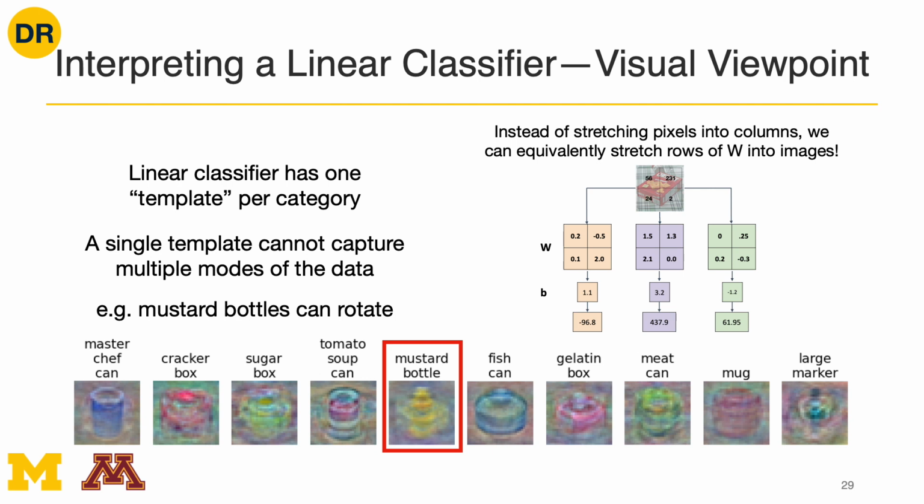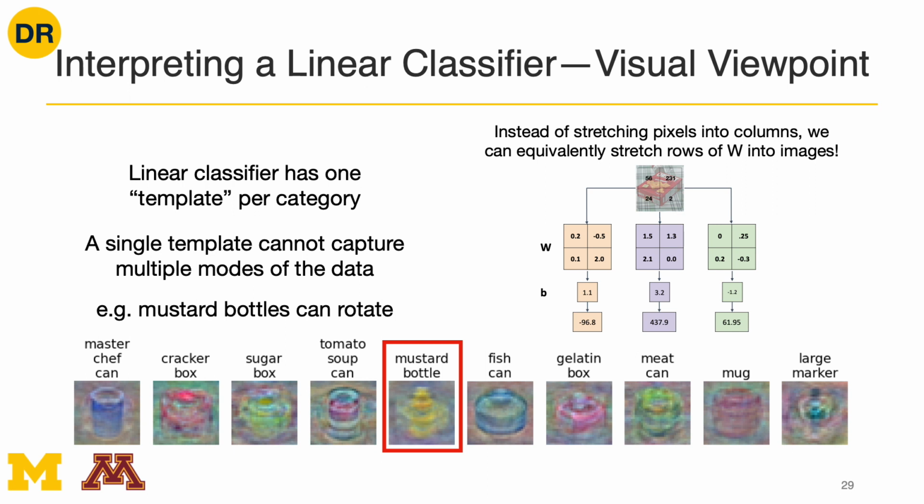And so one interpretation that I try to take from that is that within this data set, the mustard bottle is not always positioned perfectly sitting on a table vertically upright. It can sometimes be oriented at an angle. It could be on its side. And so this blurring pattern, to me, is indicating that the model is trying to learn all of those modes of the data, but it can only use one template to represent all of those. So that's one interesting way that we can try to interpret what our model is learning.